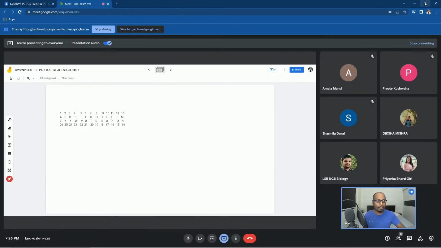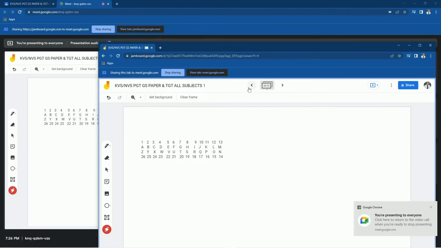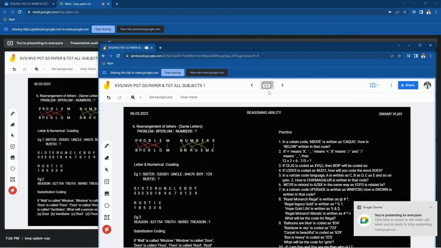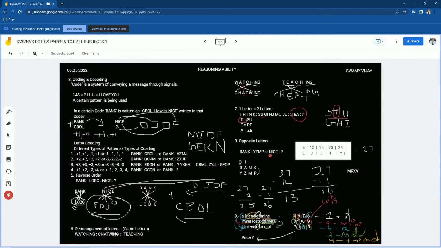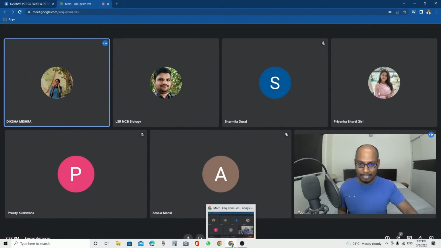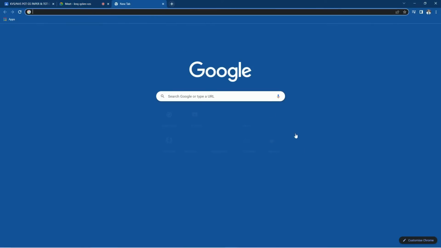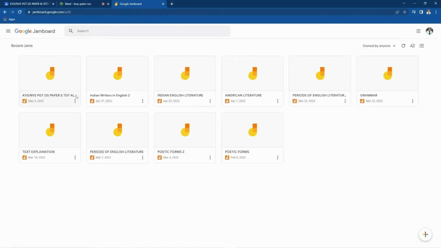Wait a minute. One second. I'm just changing the slides. Wait a minute. The question is to find out the answer to NICE, correct? Yes, sir. So why M is used for N? With the help of this chart, you tell me. Wait a minute. I just closed it by mistake. Just a minute. Too many tabs confuse us.